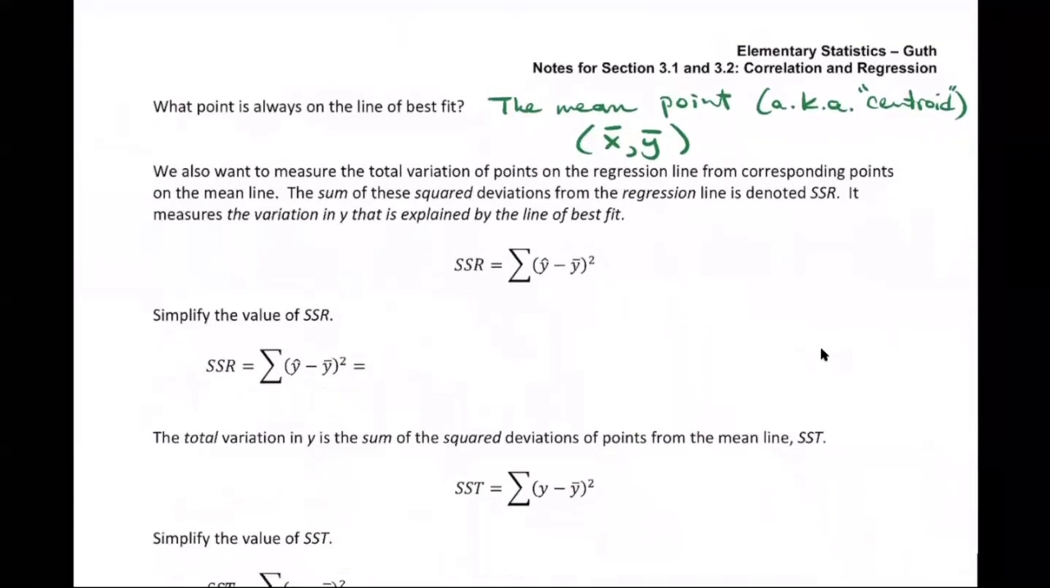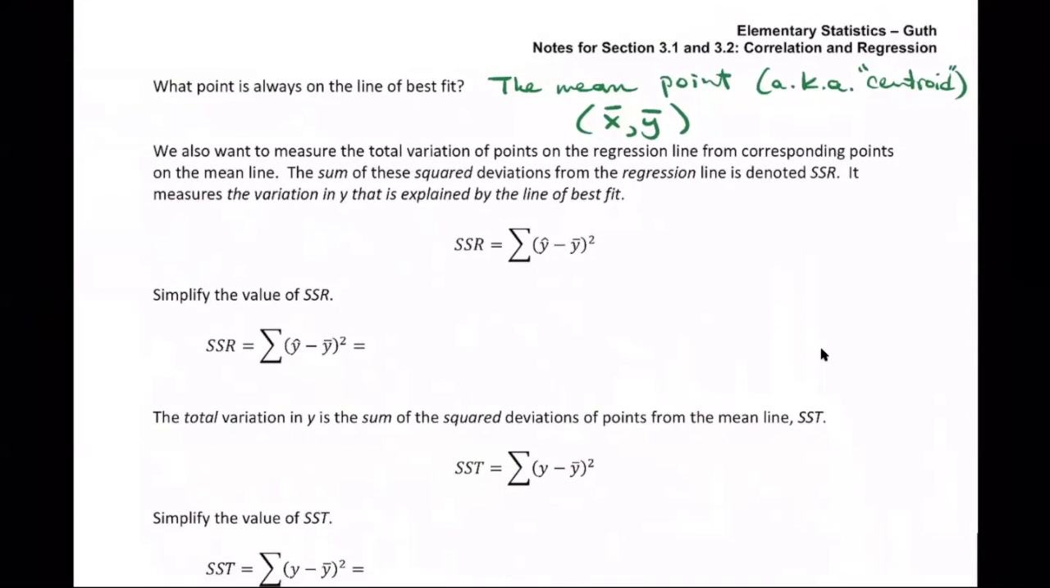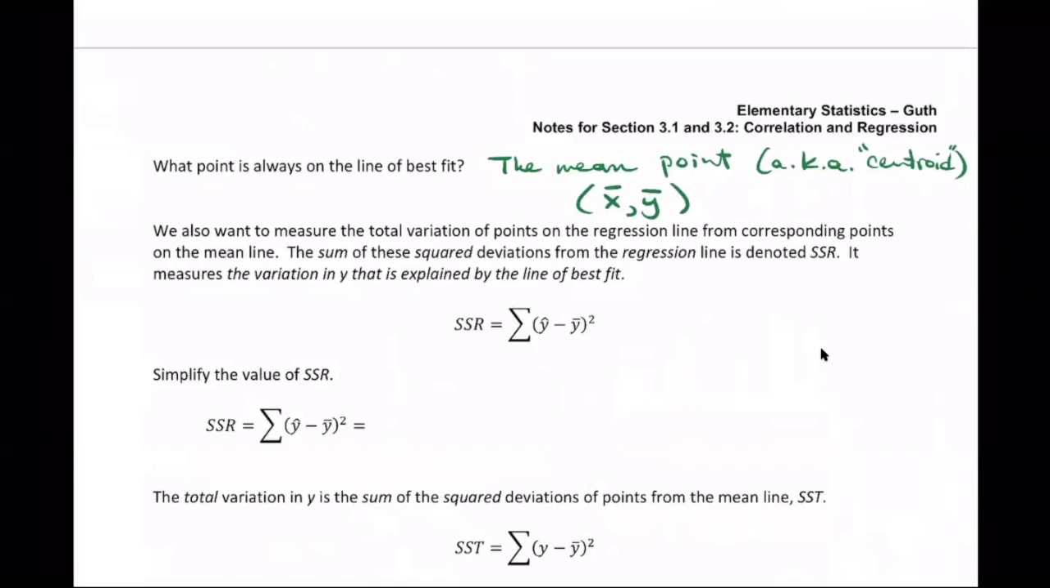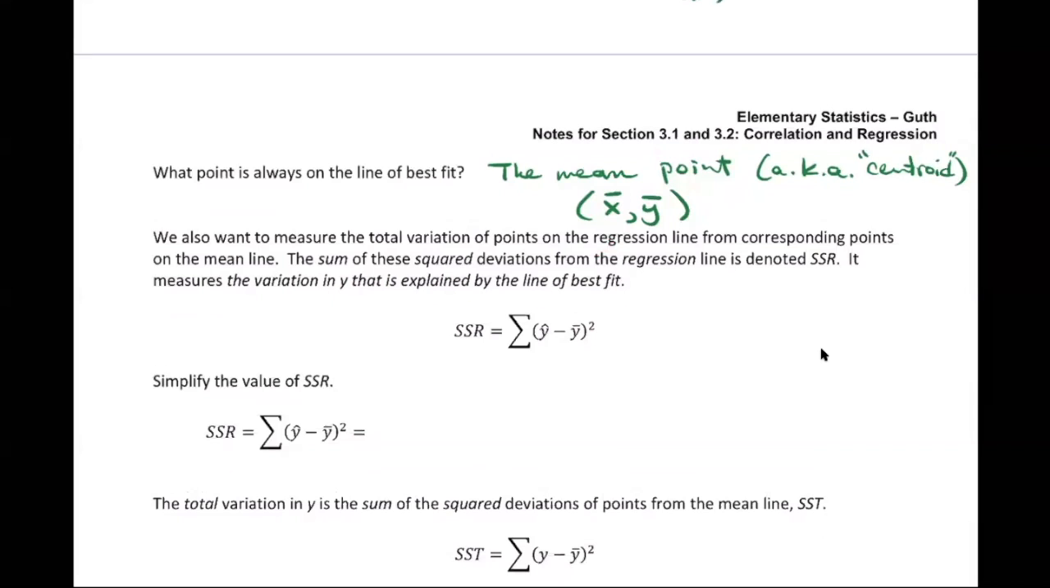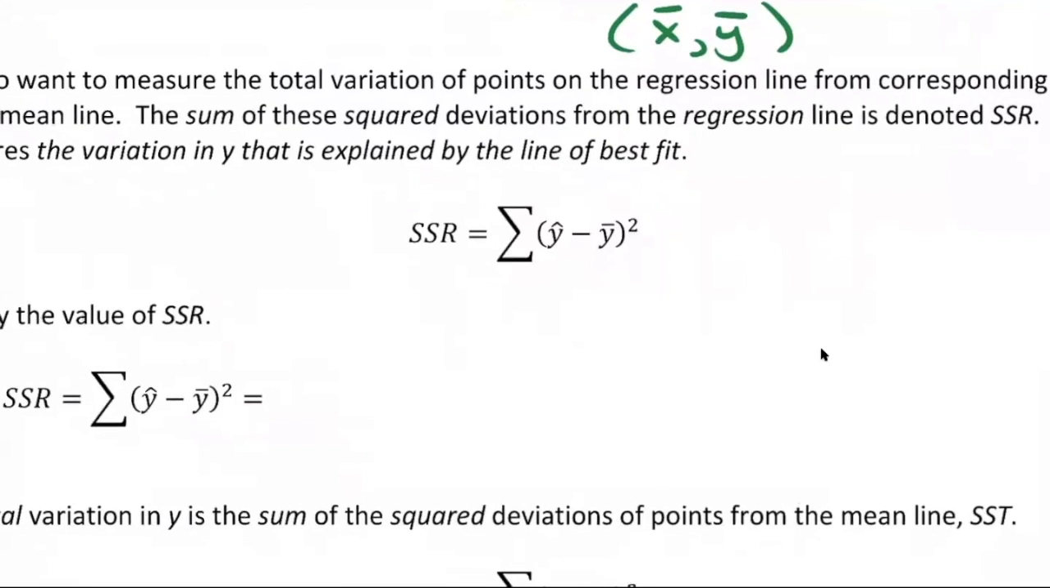Okay, now there's a couple more sum of squared values that we have to compute. So just do a little more reading. We also want to measure the total variation of points on the regression line from points on the mean line. The sum of these squared deviations from the regression line is denoted SSR. It measures variation in y that's explained by the line of best fit. So the R here stands for regression, not residual.